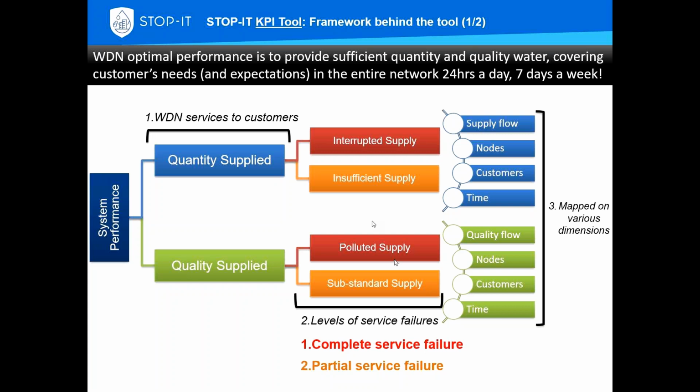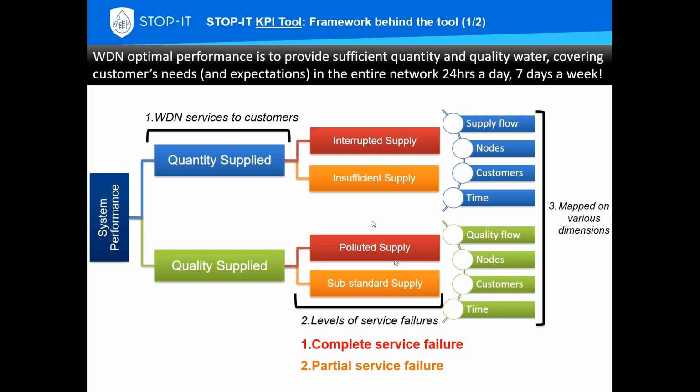Within Stopit, we're working on water network systems. The primary services of utilities are to provide customers with water of sufficient quality and quantity. Based on that, we have two major types of key performance indicators, the ones trying to capture the system's performance in terms of covering demand, and the ones related to the quality of water. For both these services, we can establish two service levels. One level corresponding to complete service failure, in other words, no demand covered, or that the water supply is polluted. And the partial service failure, which means that the customer's demand has been partially covered or that customers have a substandard supply in terms of quality.